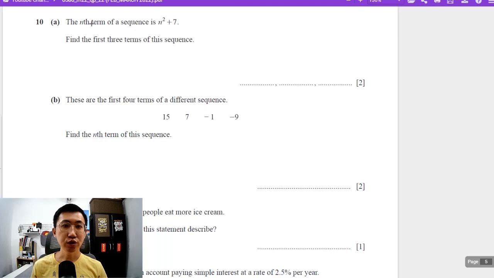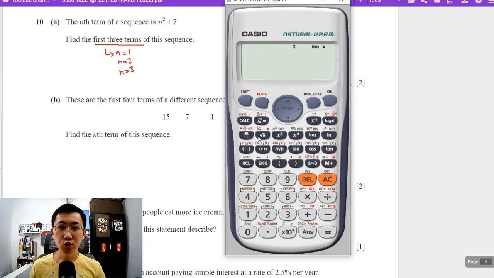Question 10. So the nth term of a sequence is n squared plus 7. So they give you the formula already. Find the first 3 terms of this sequence. So highlight first 3 terms only. So you need to substitute n equals to 1, n equals to 2, and n equals to 3 into your formula. Teacher need to use the calculator.